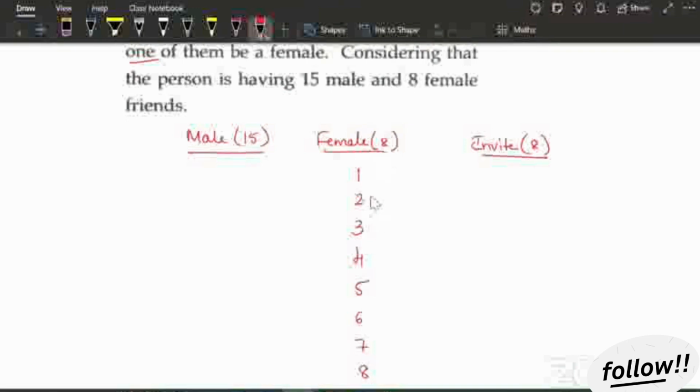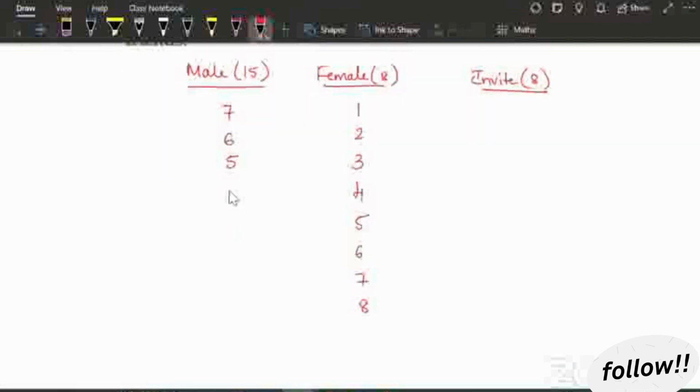If he is inviting 1 female, then he has to invite 7 males in order to make a total of 8 guests. If he is inviting 2 females, then he has to invite 6 males, so that the total is 8. Again, if he is inviting 3 females, then he has to invite 5 males. Understood? So that the total is 8. Like this, the males would be 5, 4, 3, 2, 1, and 0. If he's inviting all female friends, then he has to invite none of the male friends. This many choices are there.